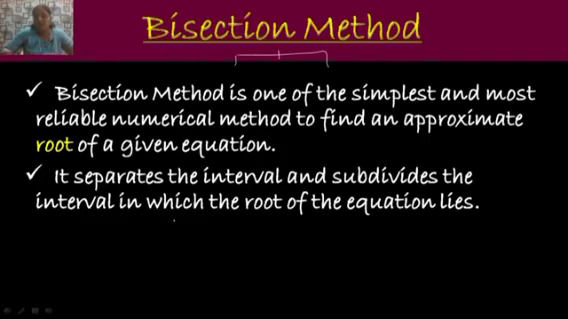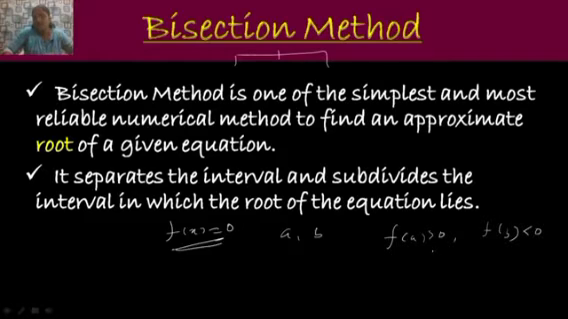So, for a given function f of x equal to 0, first I have to find the interval in which the root of the given equation lies. For that, let me find two values a and b so that f of a and f of b are of opposite signs. Which means if one of them is greater than 0, the other one is less than 0, or otherwise, if one of them is less than 0, the other one is greater than 0.